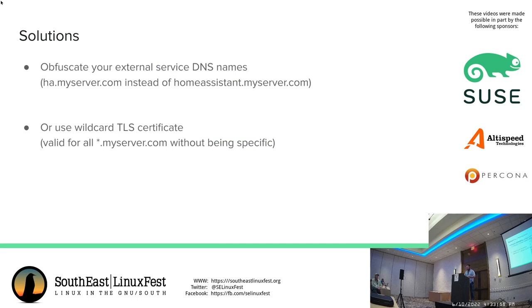So, to keep from giving away what services you're running to anyone who's looking, maybe don't use the full name of whatever service you're using, or use a totally different or random name. So, if you're running Home Assistant, maybe something like ha.myserver.com instead of Home Assistant. And you can find things like that in the certificate transparency records. Or you can set up a wildcard certificate that will work for all your subdomains without specifying individual ones.